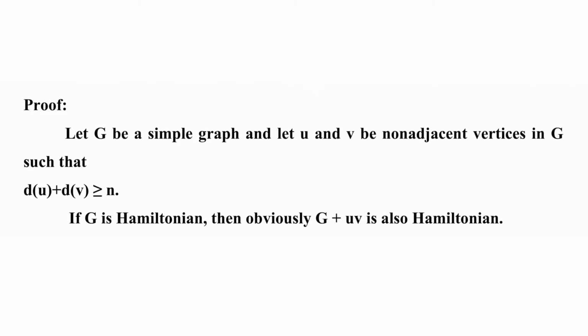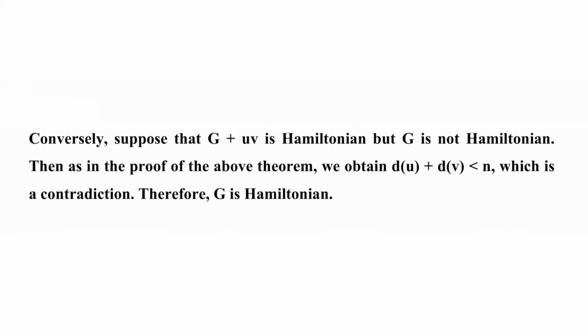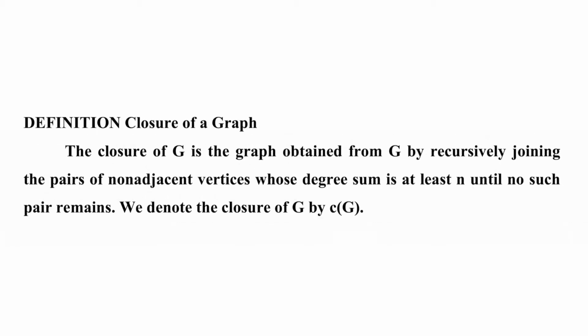The proof: let G be a simple graph and let u and v be non-adjacent vertices in G such that d of u plus d of v is greater than or equal to n. If G is Hamiltonian, then obviously G plus uv is also Hamiltonian. Conversely, suppose that G plus uv is Hamiltonian, but G is not Hamiltonian. Then, as in the proof of this theorem, we obtain that the degree of u plus degree of v is less than n, which is a contradiction. Therefore, G is Hamiltonian.